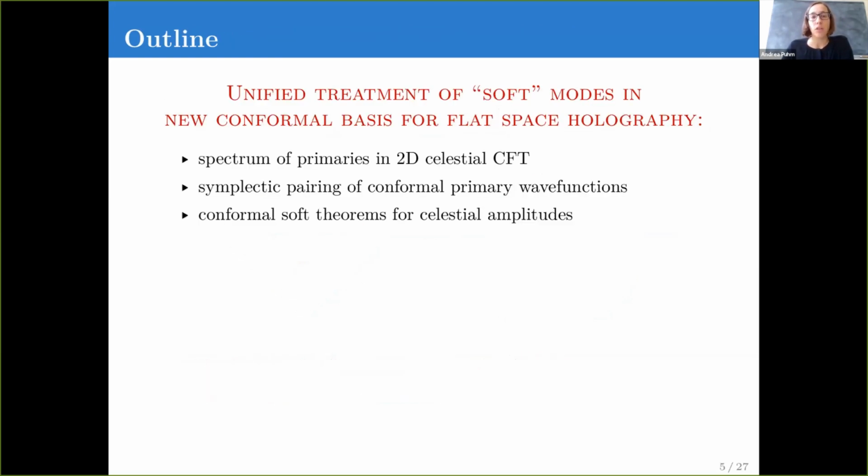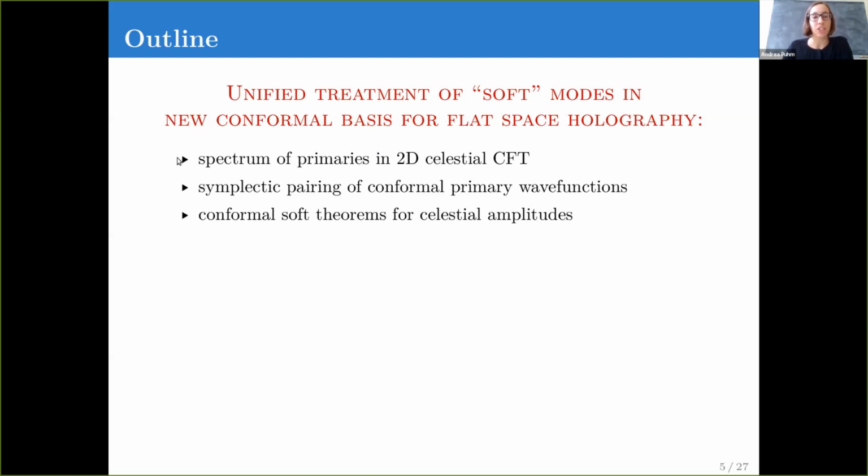In this talk, I would like to study and discuss a unified treatment of so-called soft modes in this new conformal basis with a view towards flat space holography. In particular, I would like to discuss the spectrum of two-dimensional primaries in this pure-gravity celestial CFT. I will discuss the symplectic pairing of so-called conformal primary wave functions, which is important for understanding the soft sector of the theory. And I will give an example of a celestial analog of quantum field theory soft theorems.